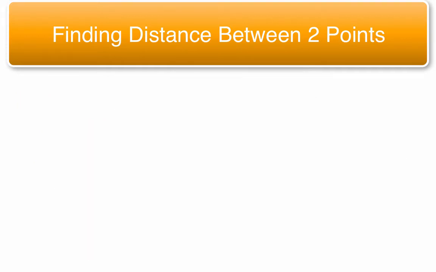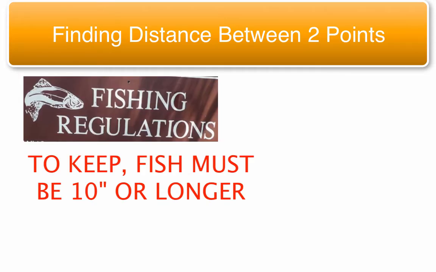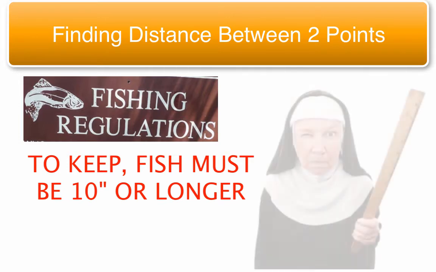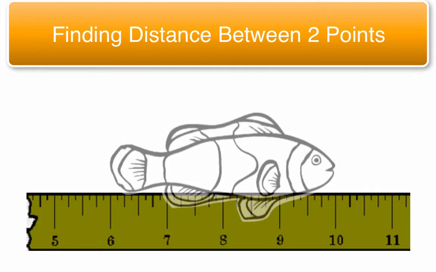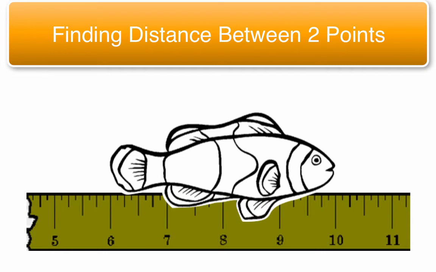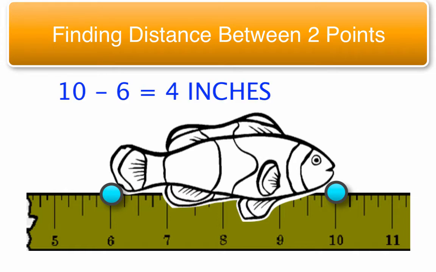Imagine you went fishing and the lake regulations say you can only keep fish longer than 10 inches. Unfortunately, your last teacher broke your ruler and you only have this remaining piece. No worries, the Ruler Postulate says we can match the starting and ending points of the fish on the number line, and the distance is simply the difference between those 2 points, in this case, 4 inches.